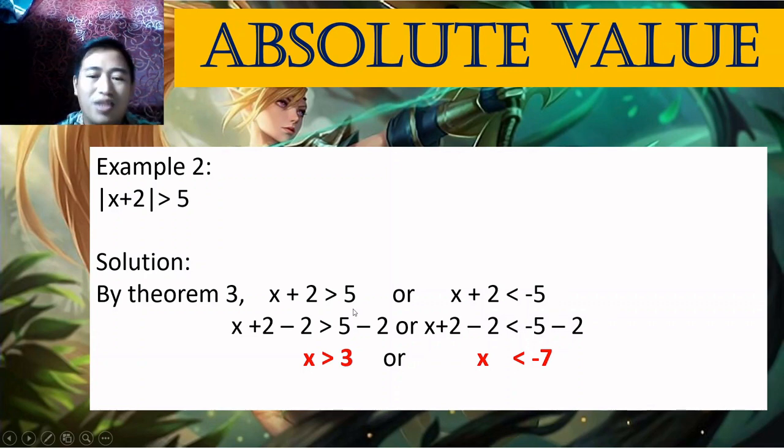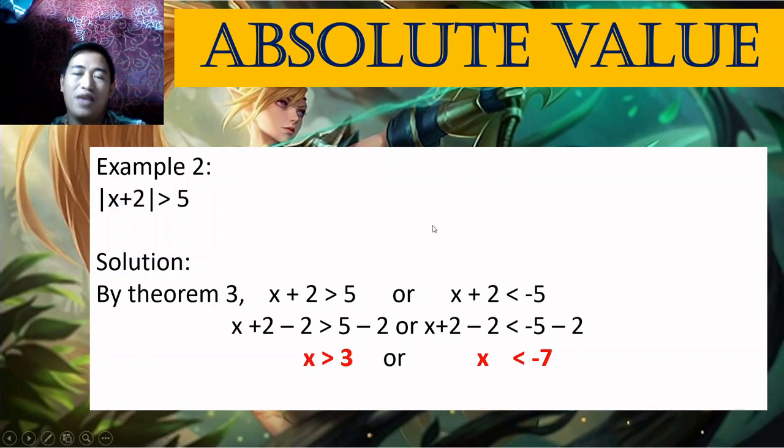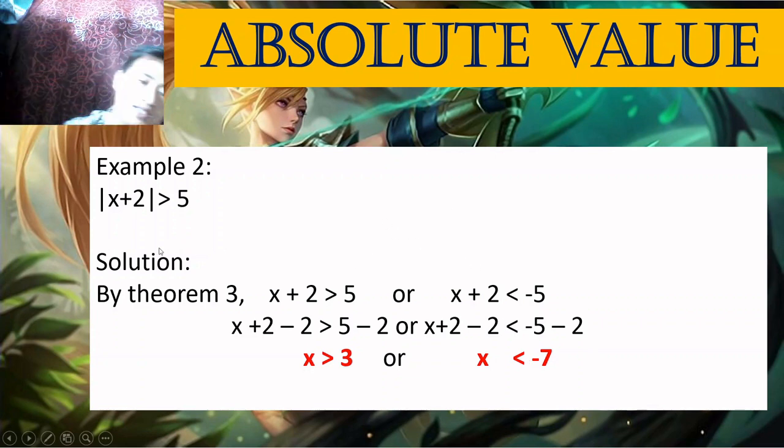Now we need to solve for x. Since it is plus 2, we subtract 2 from both sides. Minus 2 on the other side, so this becomes zero and only x is left: 5 minus 2 is 3. Or, on the other side, x plus 2 is less than negative 5, so we subtract 2 from both sides. Plus 2 minus 2 cancels, and x is left. So x is less than negative 7. Values smaller than negative 7 are negative 8, negative 9, and so on.